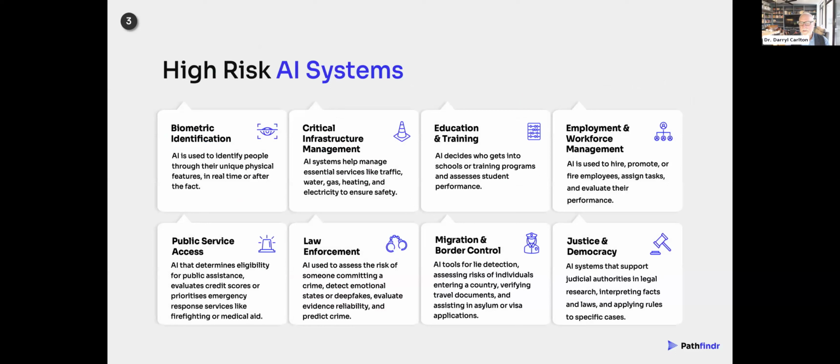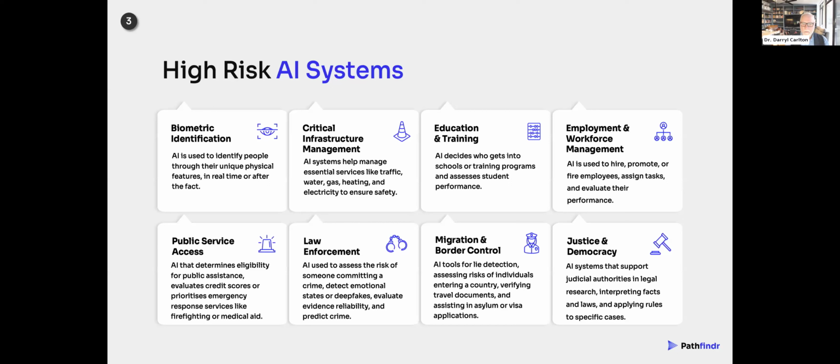High-risk systems. Now, most AI systems that you are going to deploy are going to fall into the category of high risk. Biometric identification, where AI is used to identify people through their unique physical features in real time or after the fact. These are considered high-risk AI. And under the legislation, under the guidelines in Australia and other countries, if you implement a system that is considered high risk, you are going to need to meet certain governance and oversight criteria. And we're going to help you with that.